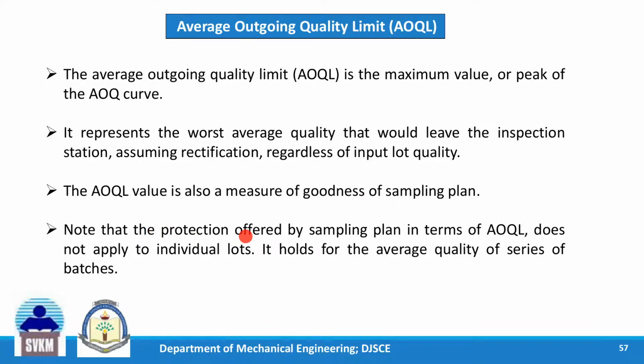Note that protection offered by sampling plan in terms of AOQL does not apply to individual lots. This is actually average of the multiple lots. So if you start deciding lot-wise, individually, then it is not possible. It is not only for a single lot, but a number of lots are considered and averaged out, and that's the reason why it is called as average outgoing quality limit. It holds for the average quality of a series of batches, not a single batch.